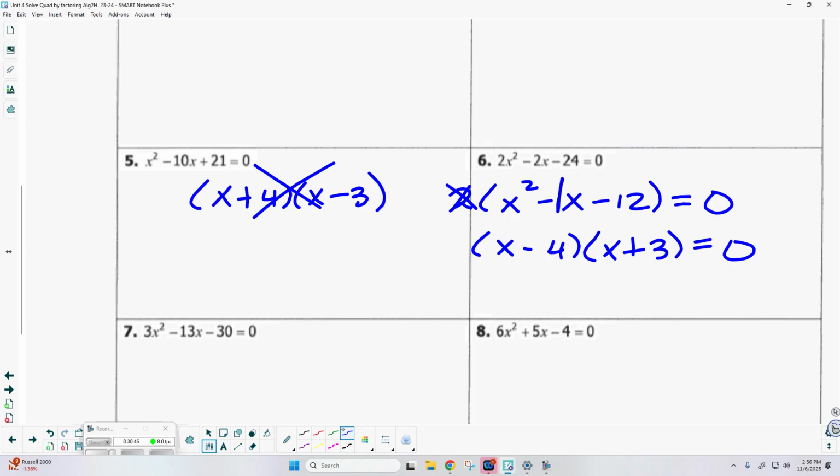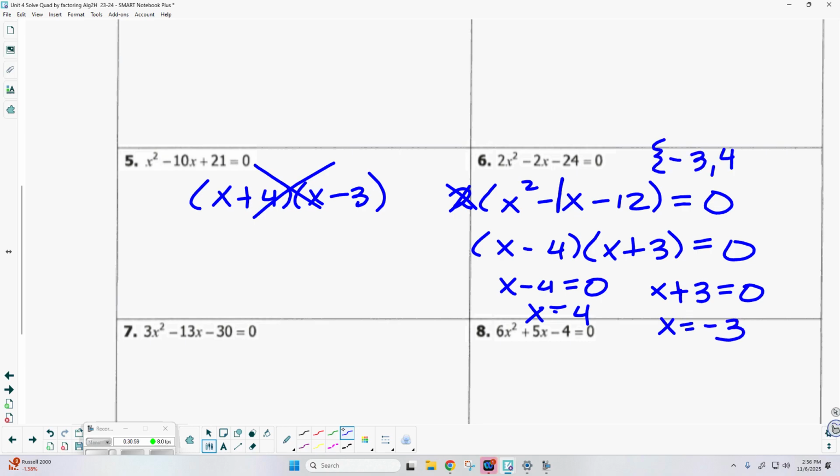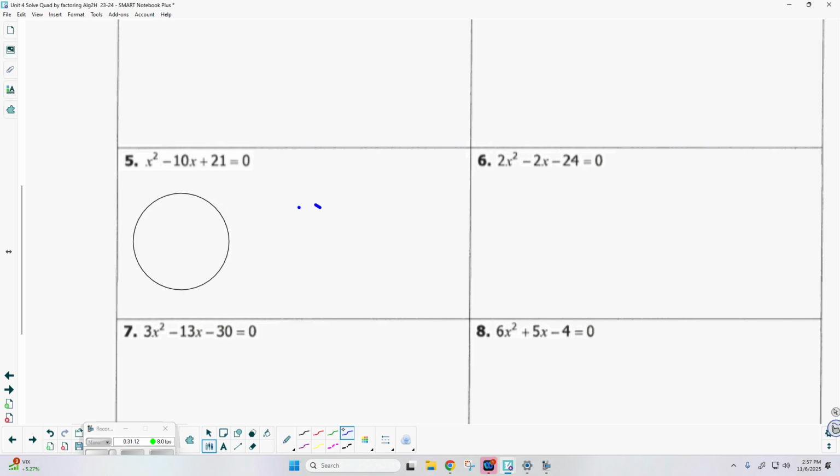Okay. And then, zero product property. If x minus 4 equals 0, x equals 4. If x plus 3 is equal to 0, x equals -3. So we have -3 and 4. How are we doing? Okay, how many people got that right? Okay, this is good. This is good. Okay, we're continuing to move up.